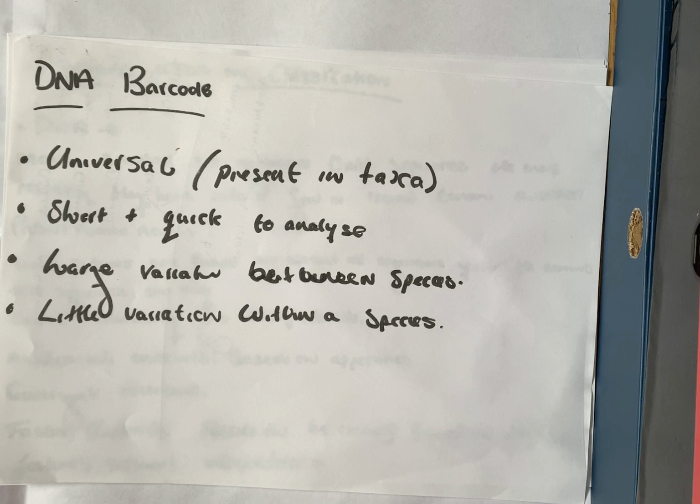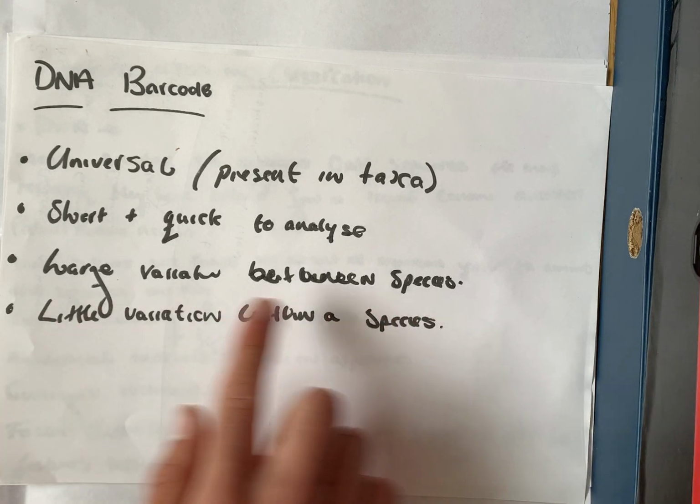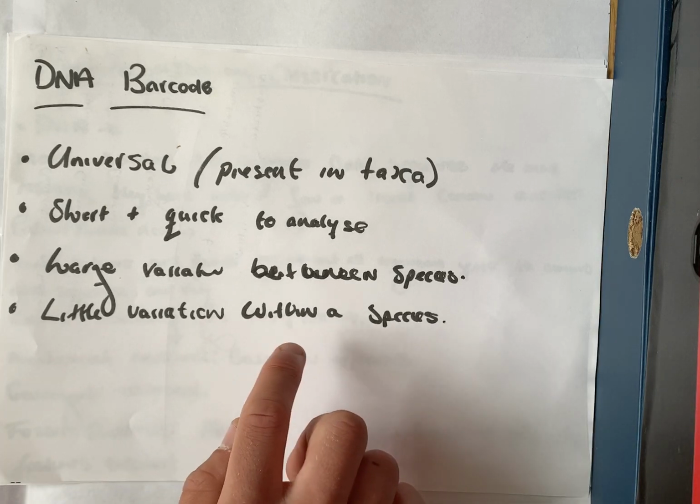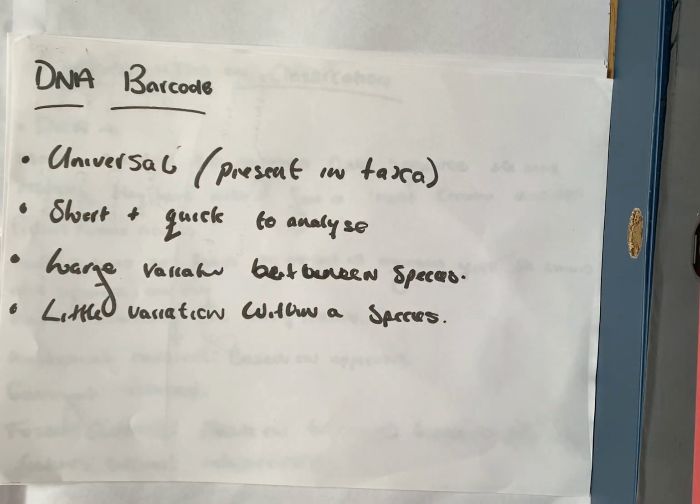Therefore, scientists use cytochrome C oxidase, which is a gene found in mitochondrial DNA. Mitochondrial DNA has a faster mutation rate than normal nuclear DNA, and therefore it can show more variation between species, but little variation within a species. Those are two of the four things that a DNA barcode has to have. However, in plants, this gene does not show such a fast mutation rate. So what you can use are genes such as rbcL or matK, which have a faster mutation rate for plants.